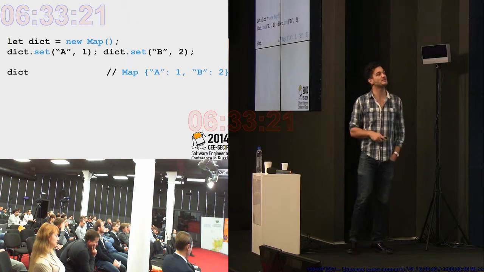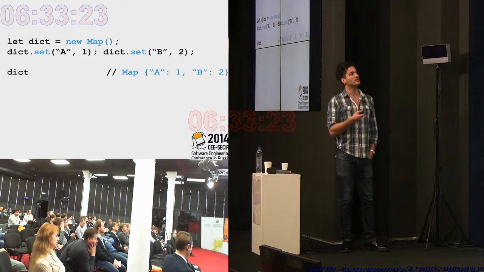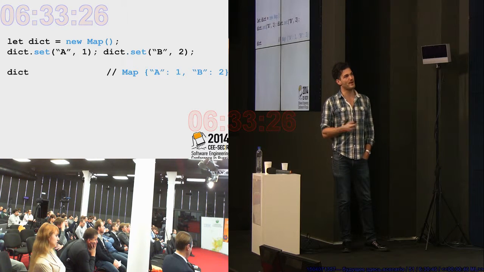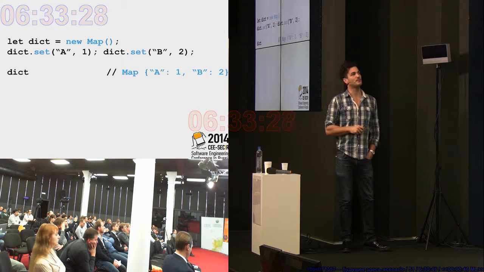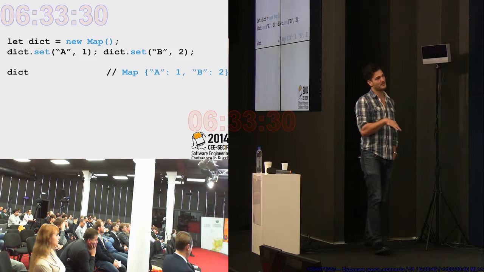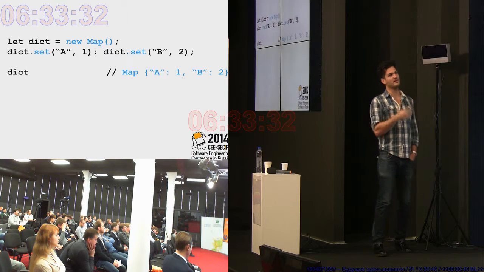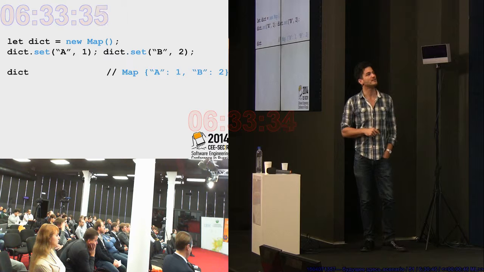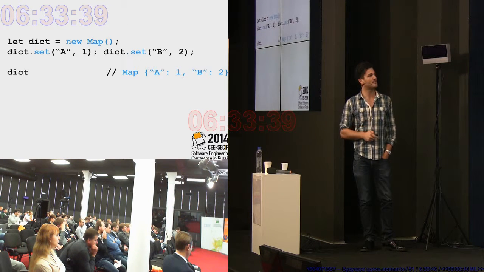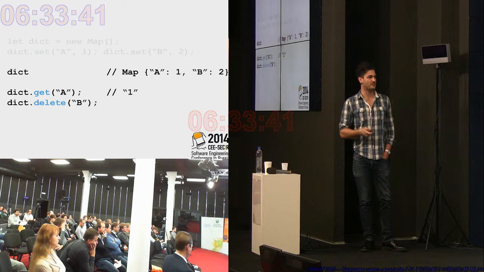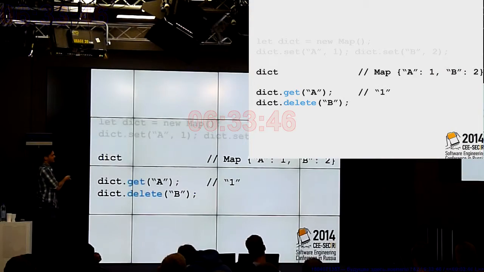For some examples, you can declare a map using new Map. Then you can put stuff in a map. In Java, you use the put method; in JavaScript, you will use set. And then, as you can see, you can print out a map. You can get things from a map: the parameter will be the key, and you'll get the value. And you can also delete a specific entry.